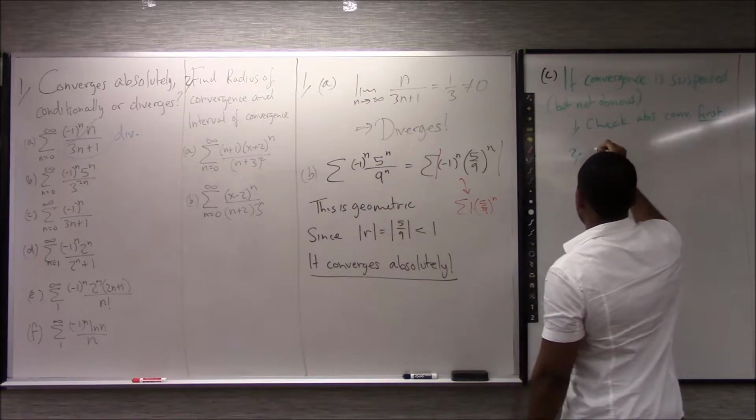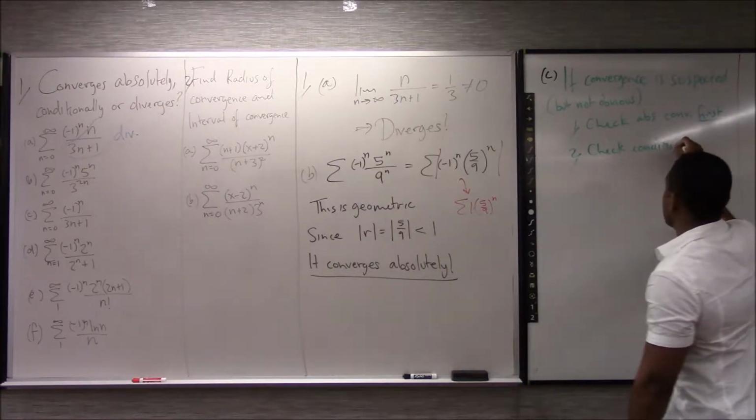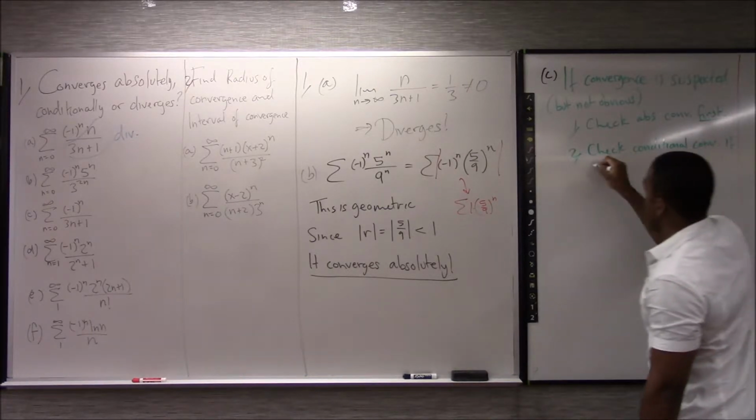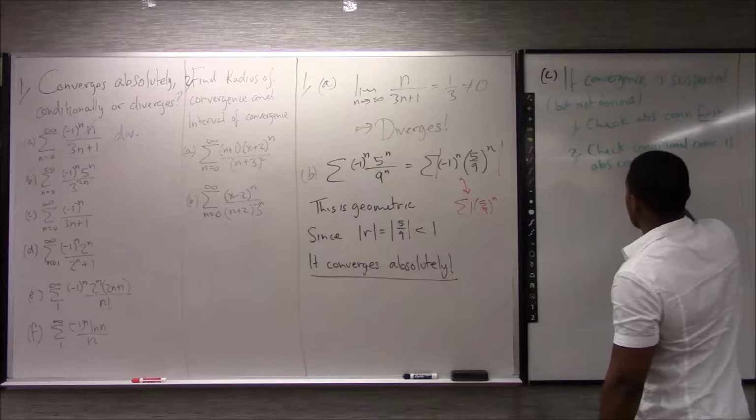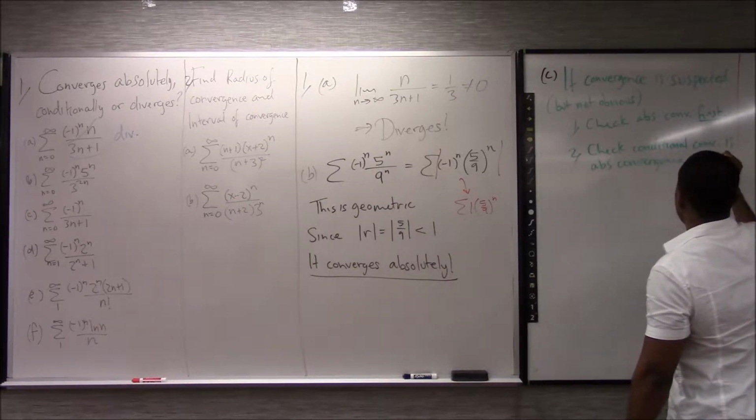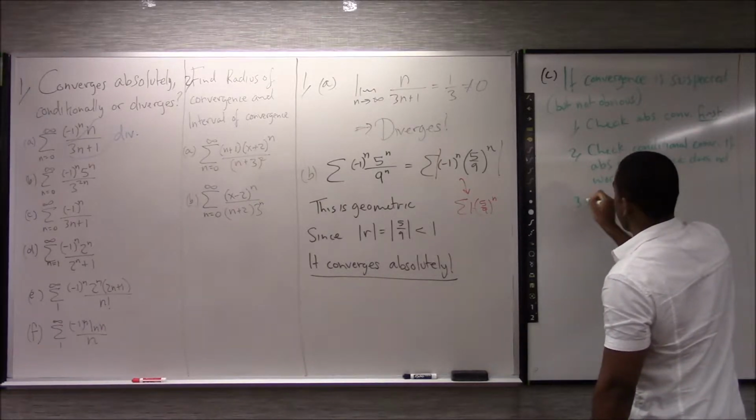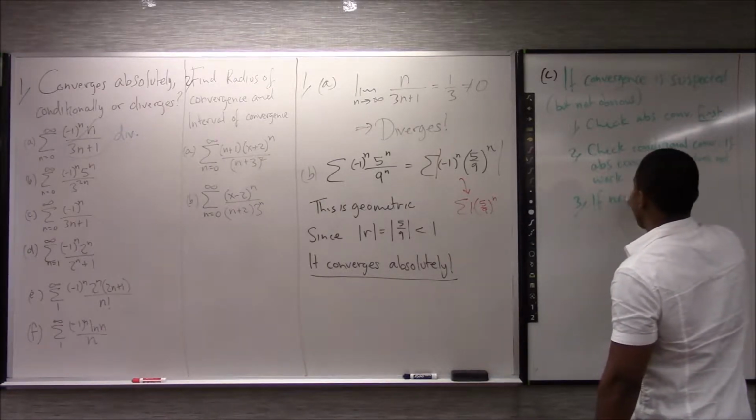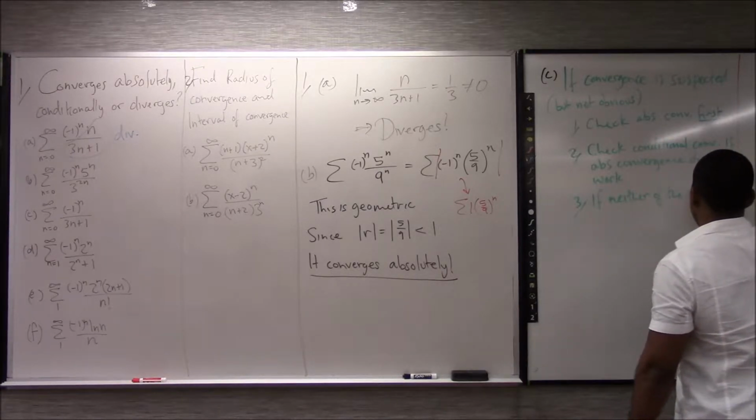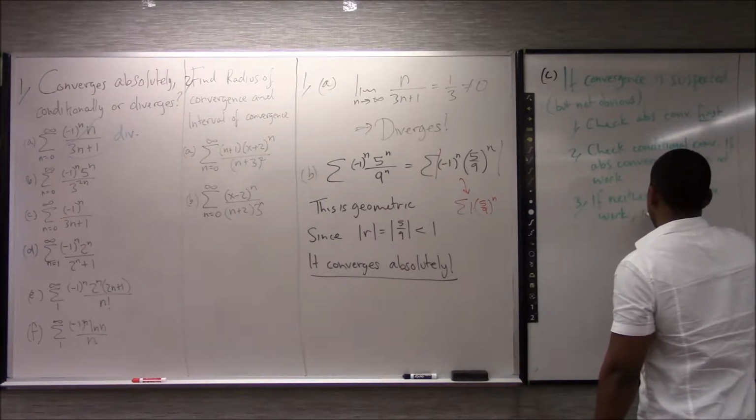So not checking this first could double the amount of work you have to do. Then, if absolute convergence does not work, check conditional convergence. And third, if neither of the above work, it's divergent.